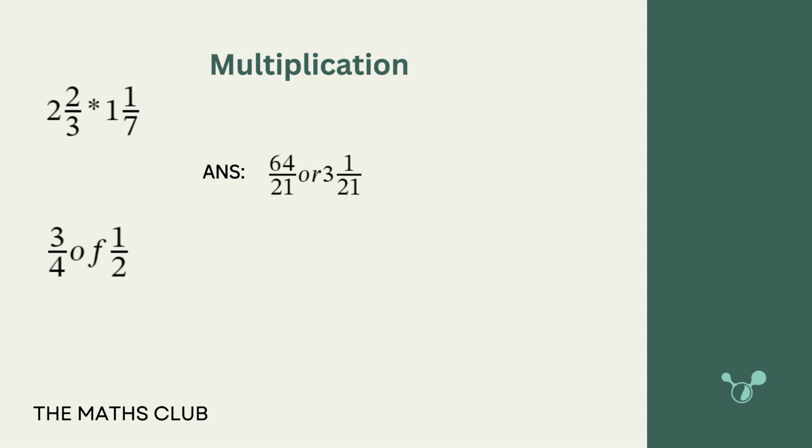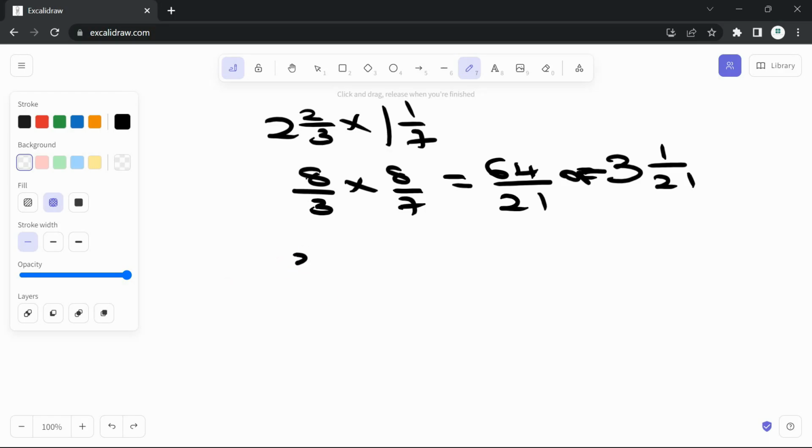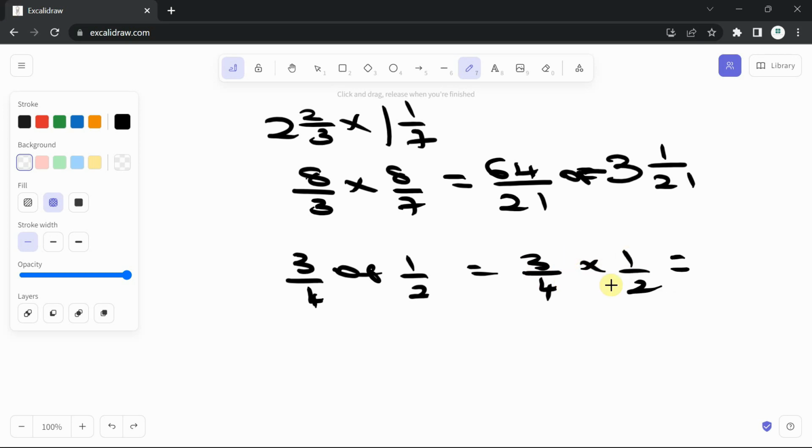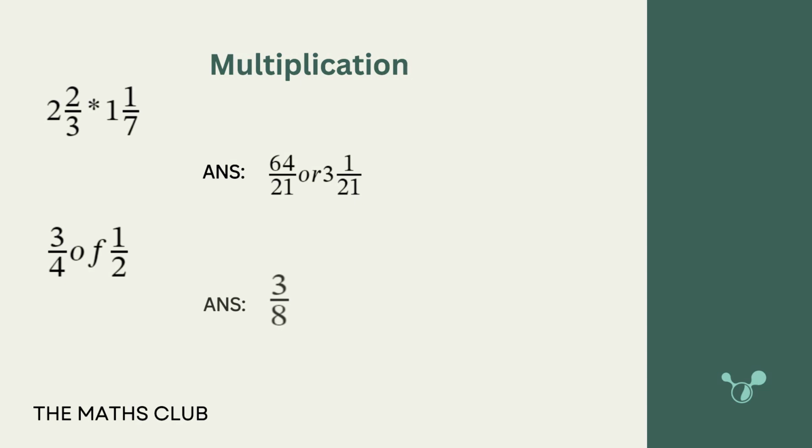Let's see this next question. It says 3 over 4 of 1 over 2. If you remember when I was talking about BODMAS, I said of is something like saying multiplication, right? So it's just simply multiplying. So it would be 3 over 4 multiplied by 1 over 2, right? If I multiply the numerators together and the denominators together, 3 times 1 is 3, over 4 times 2 is 8. So the answer here is 3 over 8.